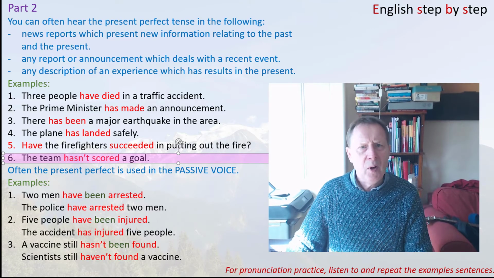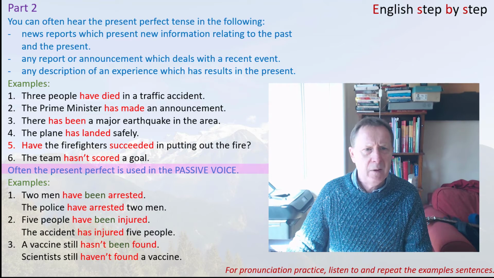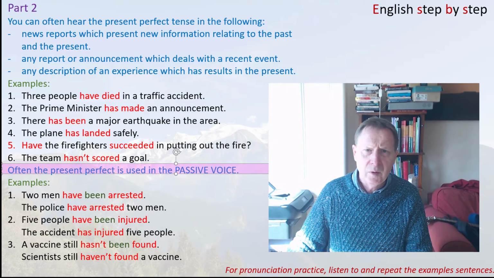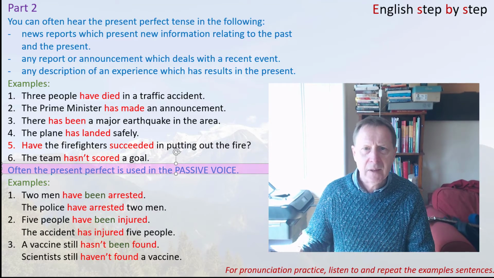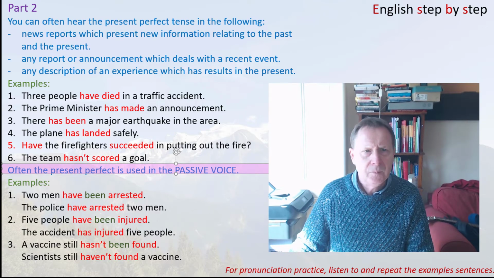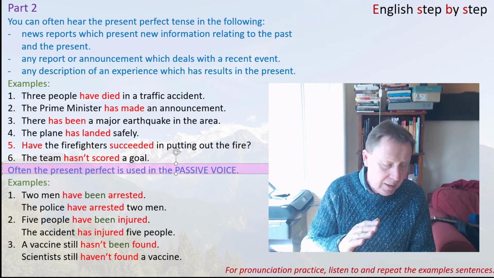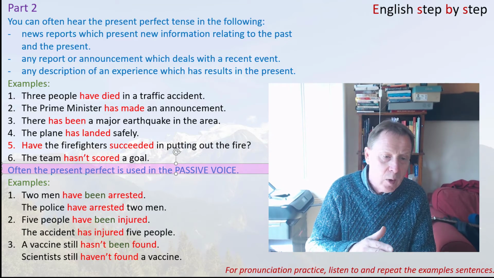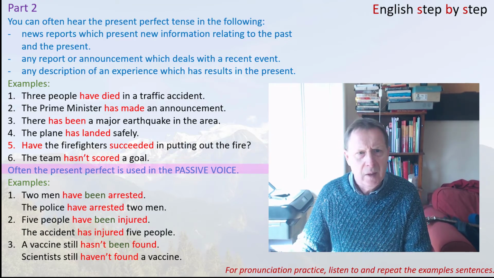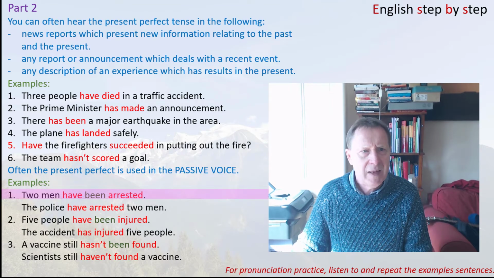Now, one important point here is that when we use the present perfect in a report, or when you hear the present perfect in the news, for example, it's often with the passive voice. So in English, as in any language, we have active voice and passive voice. So let's look at examples here to explain this.